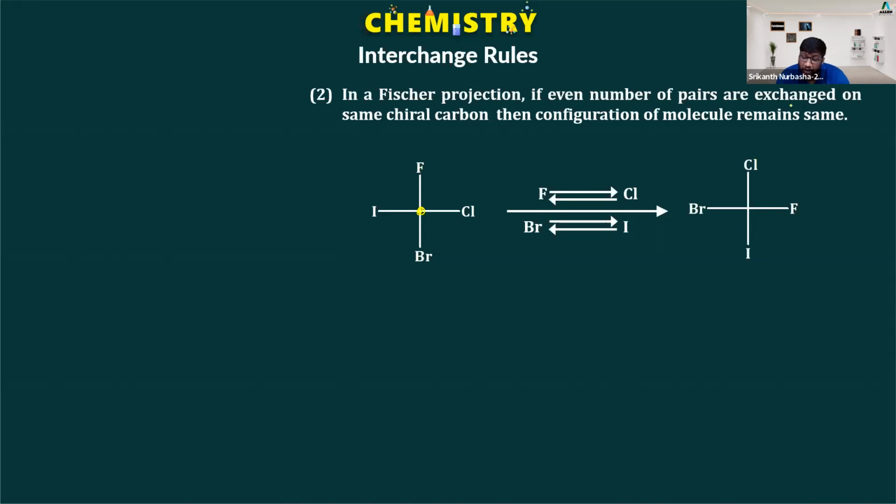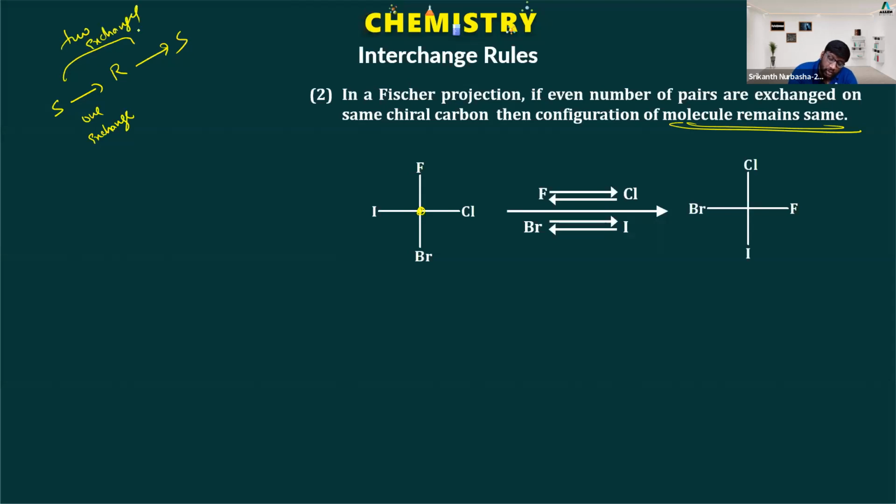In a Fischer projection, if an even number of pairs are exchanged on the same chiral carbon, then the configuration of the molecule remains same. That means if you do an odd number of exchanges, if initially the compound has S configuration and you exchange once, then it becomes R. If you exchange again, R again becomes S. So whenever you do two exchanges, or an even number of exchanges, the configuration will become same. Okay, one exchange, two exchanges.